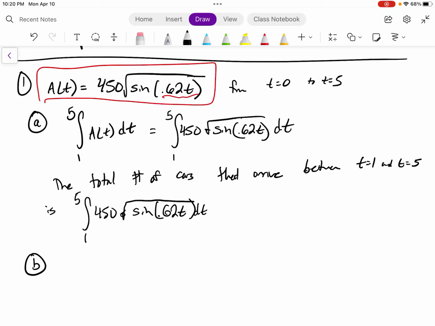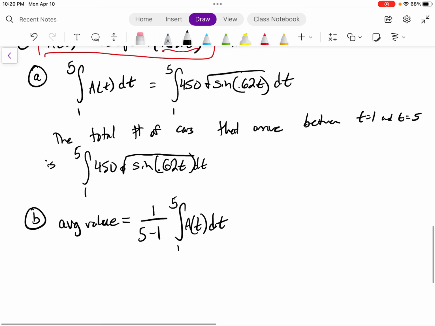And again, this function is the rate. So if we're talking about average value, the average value is given by 1 over 5 minus 1, that's b minus a, times the integral from 1 to 5 of this thing. We didn't have to find it in part A, but we definitely have to use it in part B. So we have to use the average value formula, and you would punch this into your calculator.